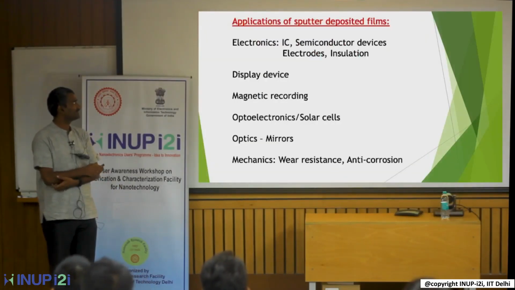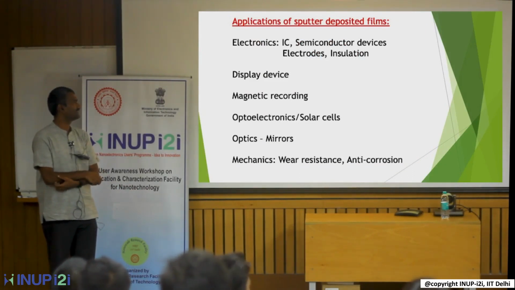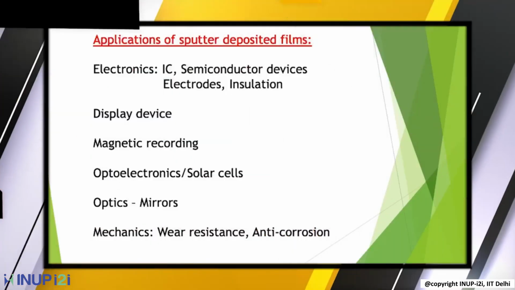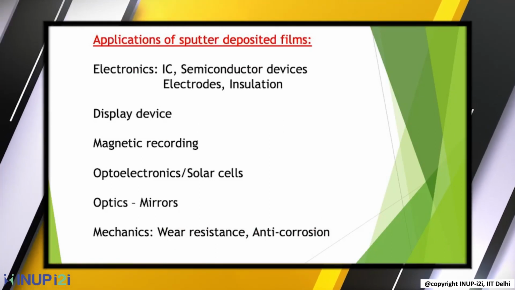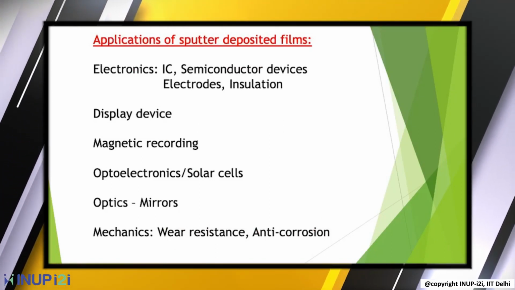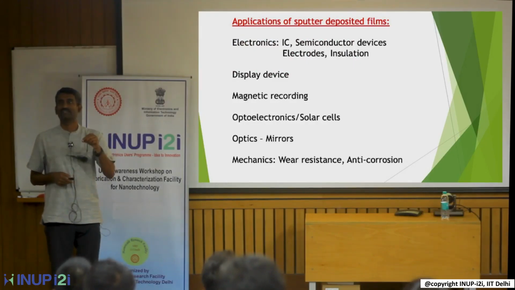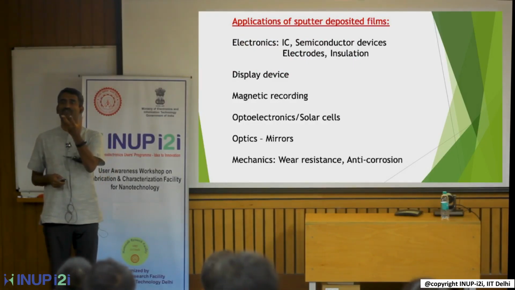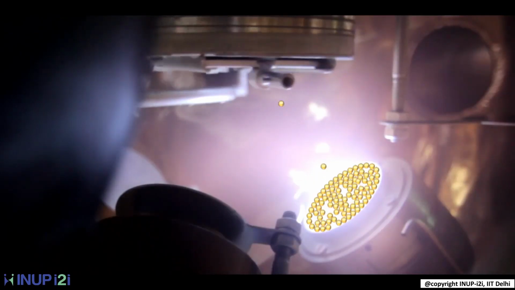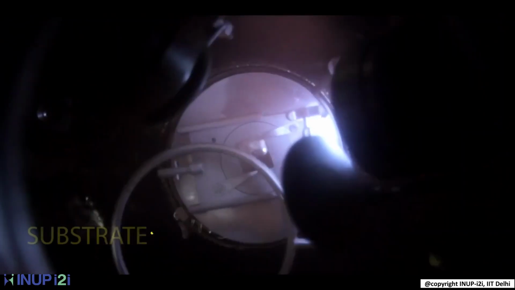Applications of sputter deposited films include electronic devices and display devices, magnetic recording, optoelectronics, and even optical coatings, like the mirrors we see. The main advantage of sputtering compared to just thermal evaporation is that you can deposit films over a large area for some other applications.